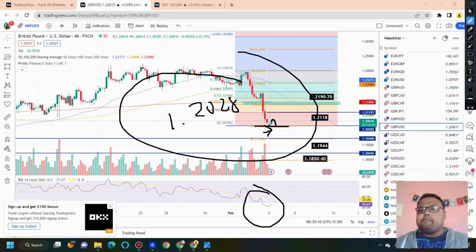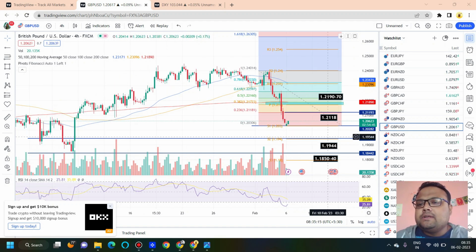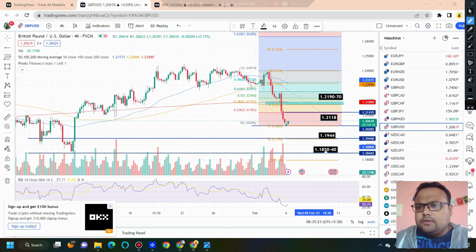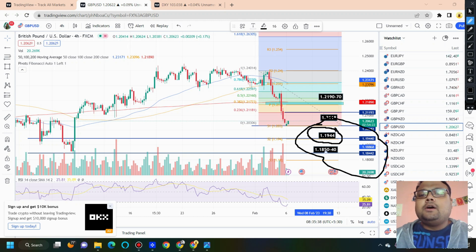Be careful. Good supports on the chart of GBPUSD are around 1.1944 and 1.1850 to 1.1840. In case the market shows a good fall, hopefully it will be able to get some support around 1.1944. And in case DXY gets crazy, I don't think DXY will be so crazy that GBPUSD will break these levels, because today we do not have any news also.